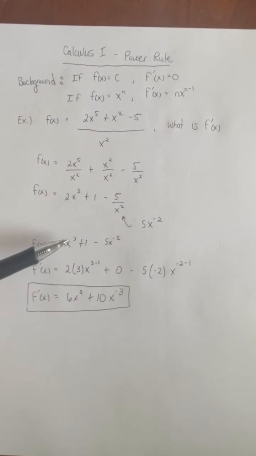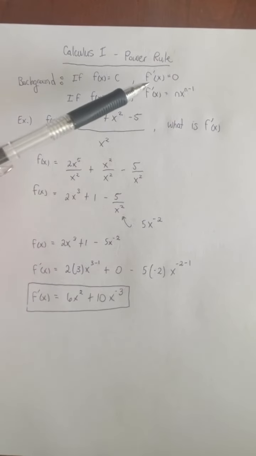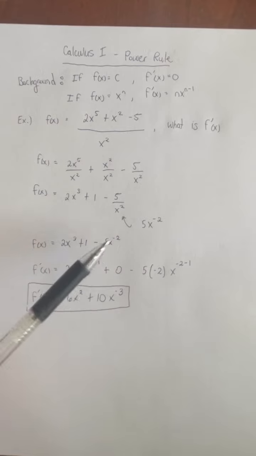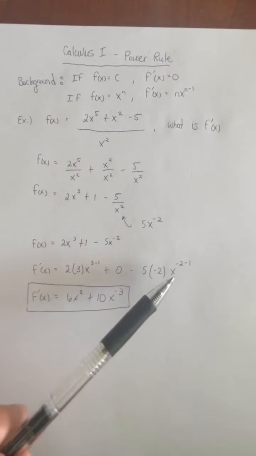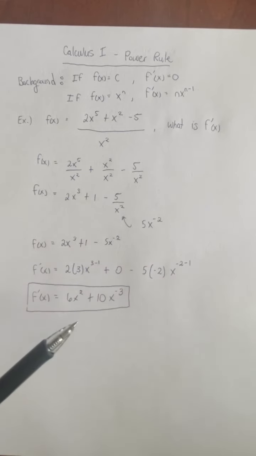So we have the 3 is going to come out in front. So we have 2 times 3x to the 3 minus 1. So that's the power rule. We know that the derivative of constants are going to be equal to 0. So this 1 is going to turn into a 0. And then this term is going to be 5 multiplied by negative 2 times x to the negative second minus 1 power. And so after simplifying this, we have 6x squared plus 10x to the negative third power.